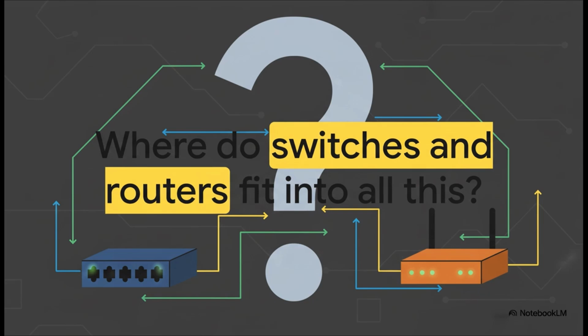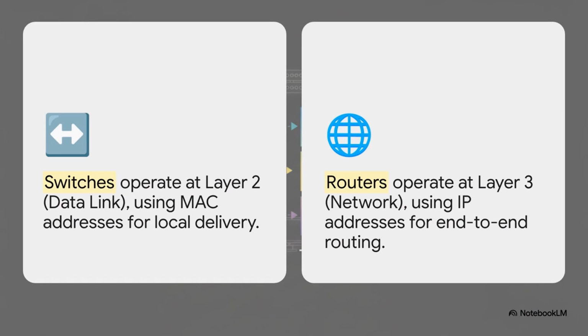Okay, so we've talked about all these abstract layers, which brings us to the most important practical question of all. How does this relate to the actual hardware? You know, the boxes with the blinking lights you're going to be configuring. Where do things like switches and routers fit into this picture? And here it is. This is the crucial link for your CCNA studies.